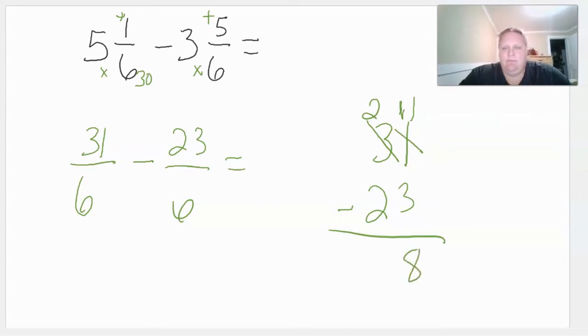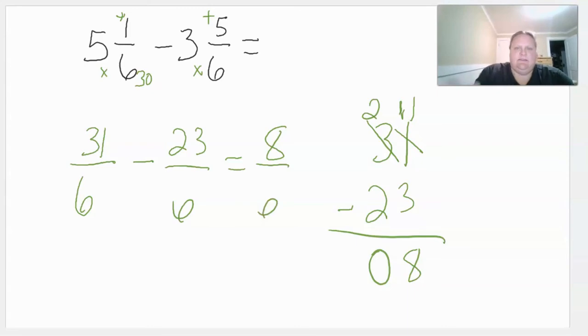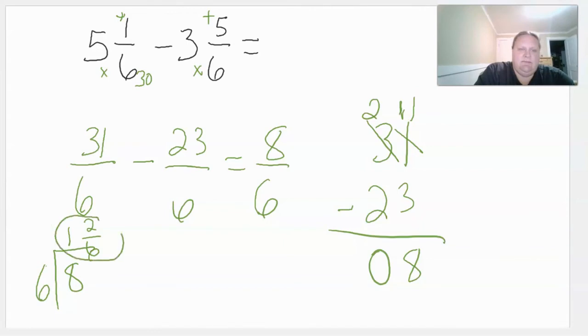Eight. So we get 8/6. Now we have to divide that. 8 divided by 6 goes in there one time with a remainder of 2/6. So you can choose either method.